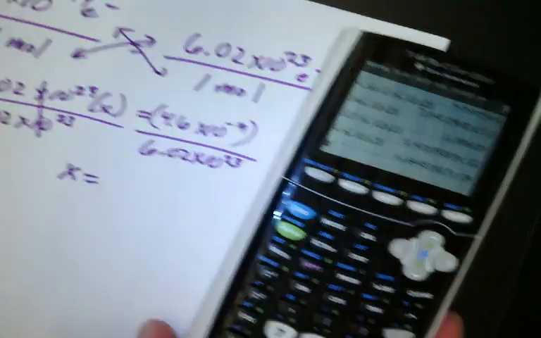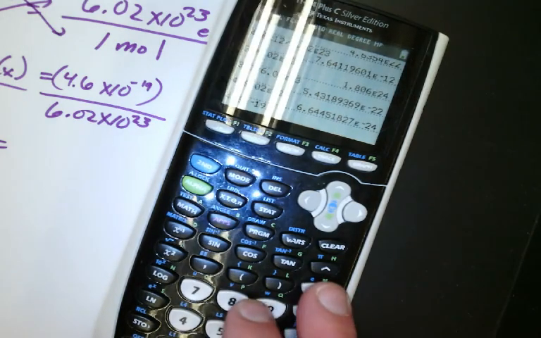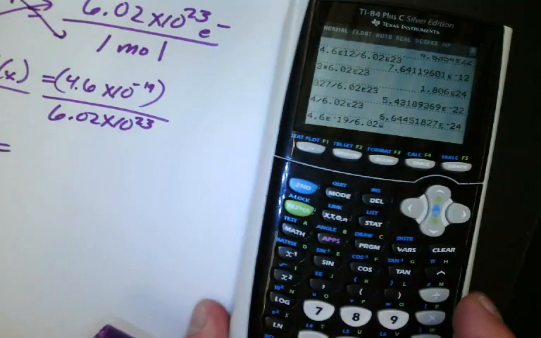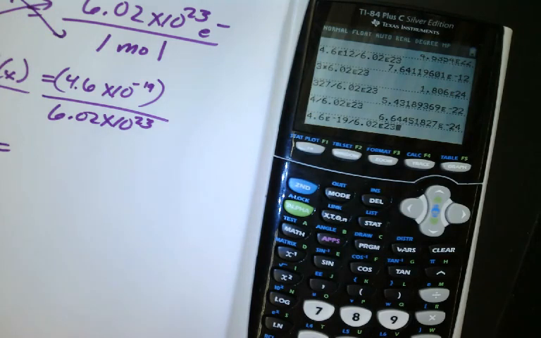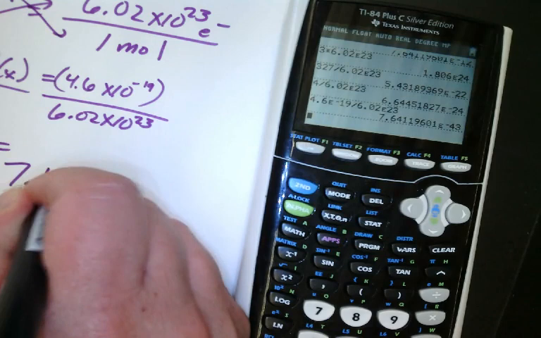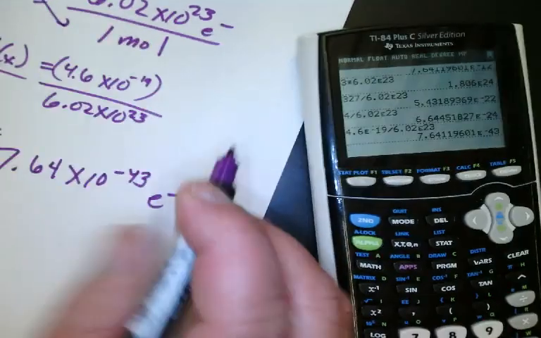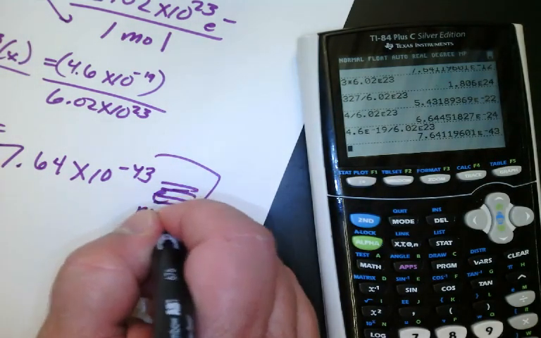So watch me put this in: 4.6 second EE negative 19 divided by 6.02 second EE 23. So the answer is 7.64 times 10 to the negative 43rd electrons. Nope, I was wrong. Moles.